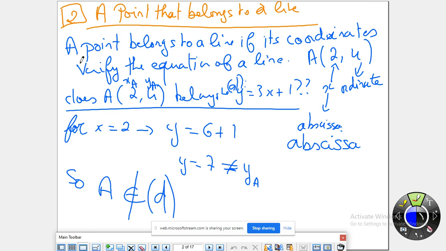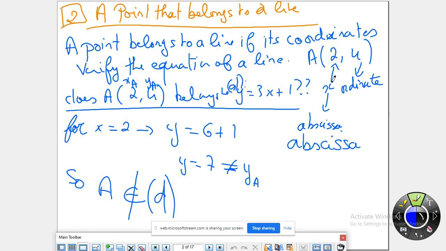Now, second part. How can I check if a point belongs to a line? You need to write this sentence: a point belongs to a line if its coordinates verify the equation of the line. What does it mean? Let's say I want to verify that A(2, 4) belongs to the line y equal 3x plus 1. So the question is, does A(2, 4) belong to the line y equal 3x plus 1?